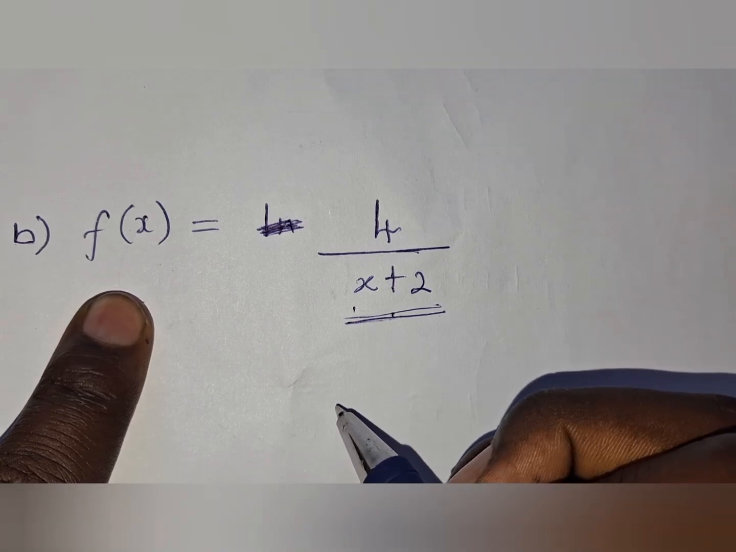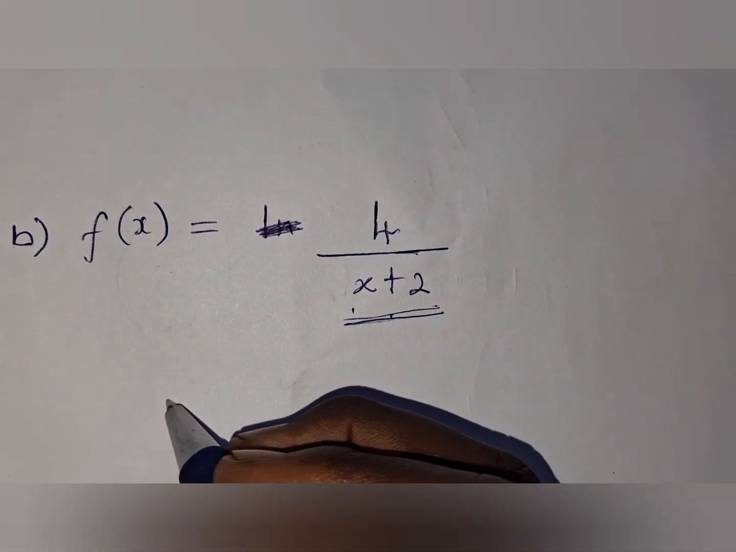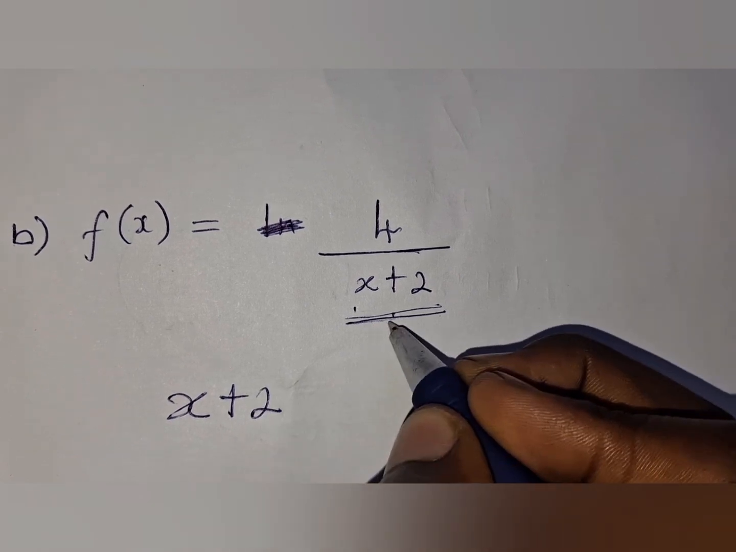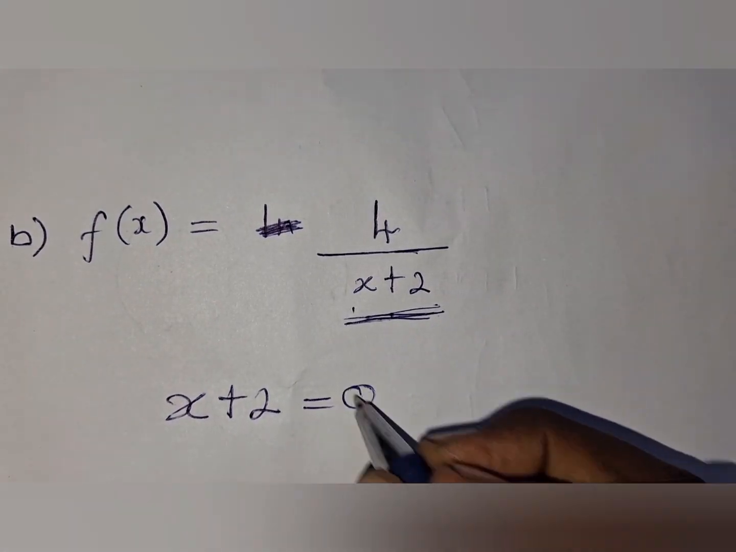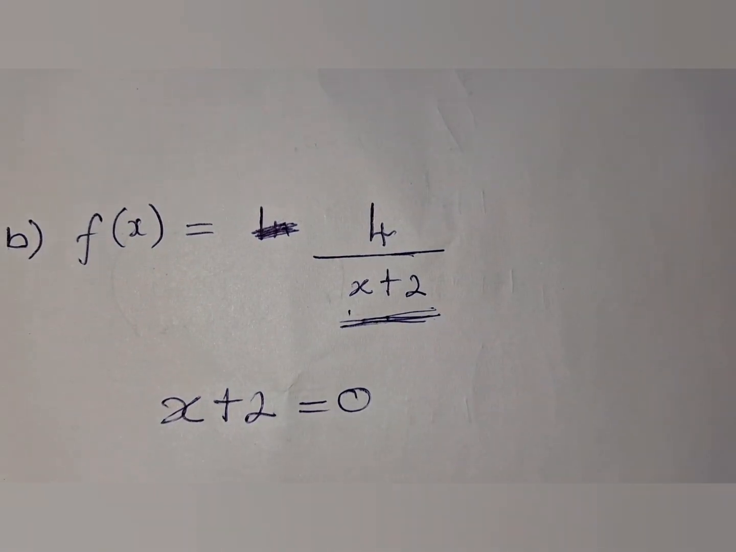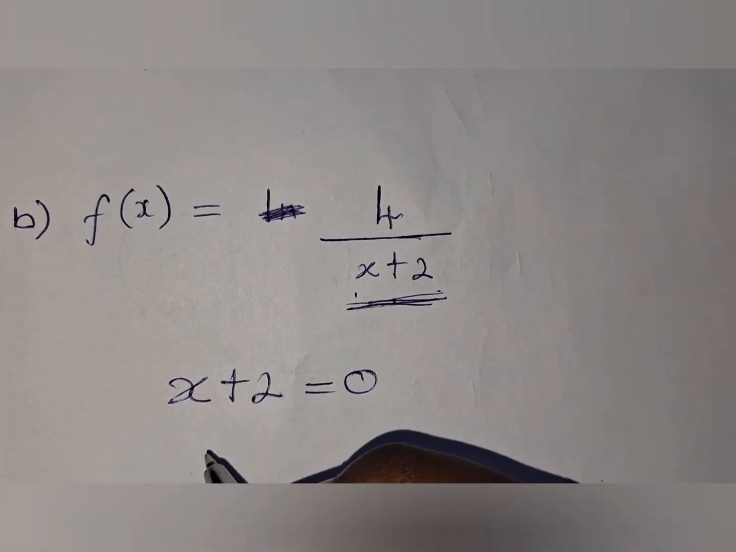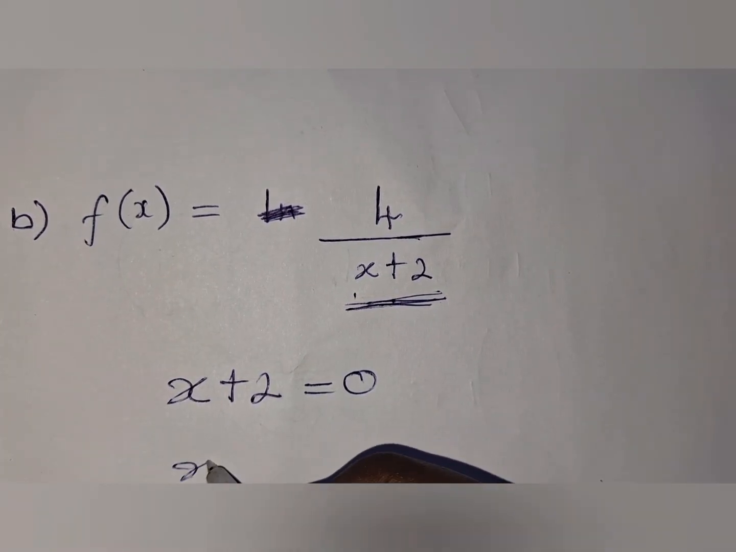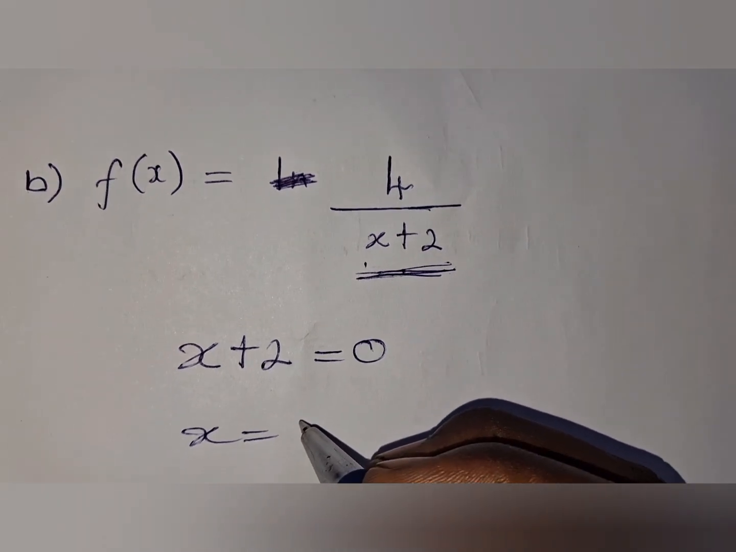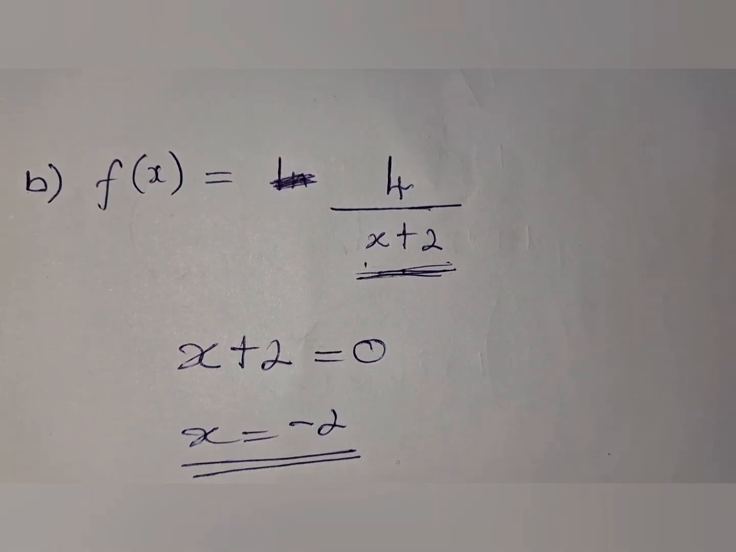So how do we find our domain? We take whatever is on the denominator and equate it to 0 to see what is the value of x that causes 0 on the denominator. So here we're going to be having x being equal to negative 2 if we solve the equation.